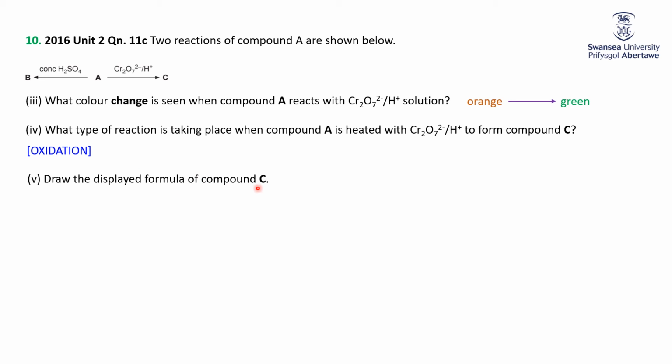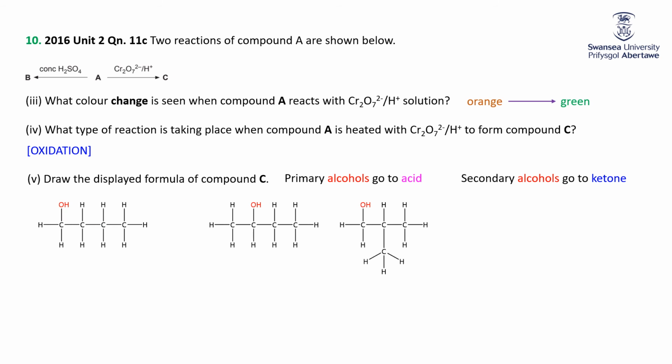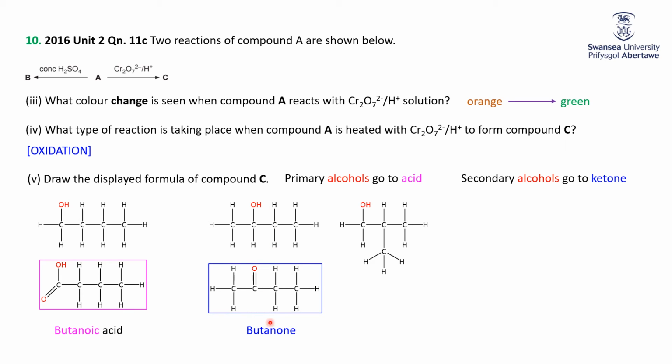Now, the displayed formula of compound C, well, this is going to depend upon what A was in the first place. Okay, primary alcohols will go to the acid when you do it with this. Secondary alcohols go to the ketone. So here were our 3 possible alcohols. We have a primary alcohol there, that would go to the acid, butanoic acid. We have a secondary alcohol here, that would go to butanone, and then we have a primary alcohol here, and that would become 2-methyl propanoic acid.